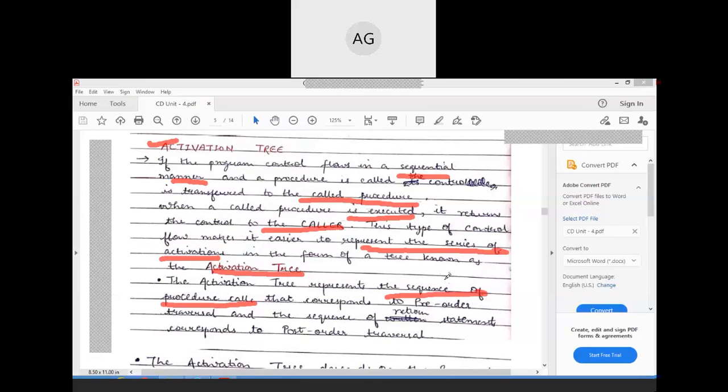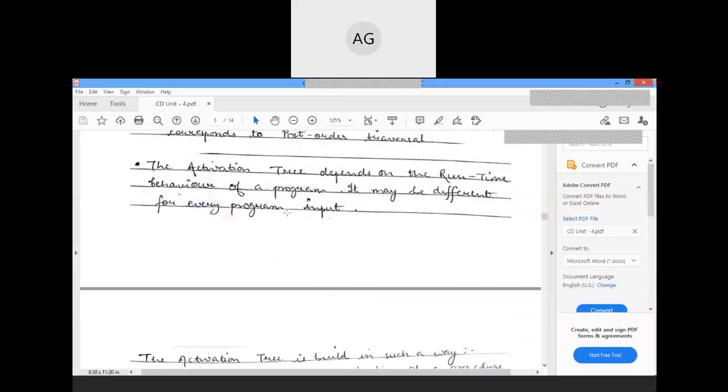The activation tree represents the sequence of procedure calls that corresponds to pre-order traversal. Just remember this type of traversal, as it can be asked in objective questions. The sequence of procedure calls corresponds to the pre-order traversal, and the sequence of return statements to the caller corresponds to the post-order traversal. So just remember, when you are going there for the first time, or proceeding, the pre-order traversal is used. But when you are returning back, the post-order traversal is used in the case of activation trees.